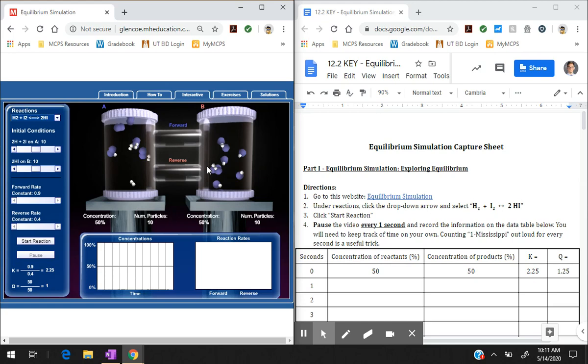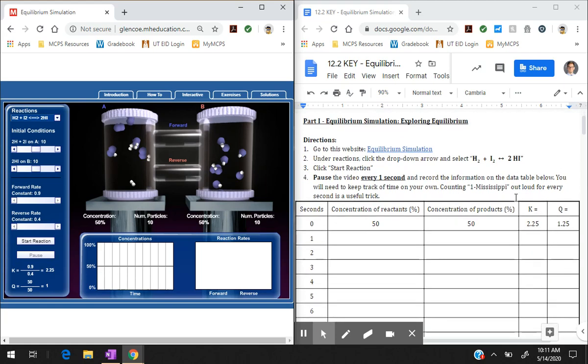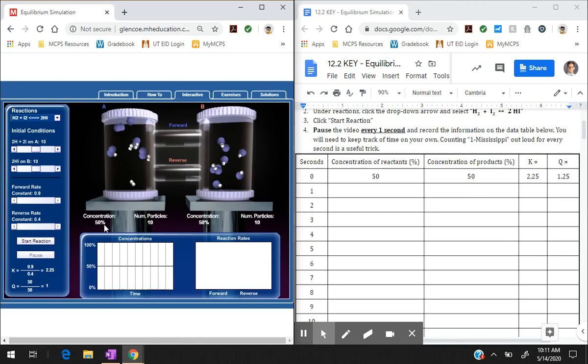You have to manually keep track of your time to do this, and I've already put the first row of data in for us. We can see that the concentration here is 50% for my reactants. I can see it's 50% for my products. I also see down in the bottom left corner, my K value is 2.25, and that is 0.9 over 0.4. 0.9 comes from the forward rate, 0.4 comes from the reverse rate. And then Q is 50 over 50, which is related to the concentrations. Q is equal to 1 at this point in time.